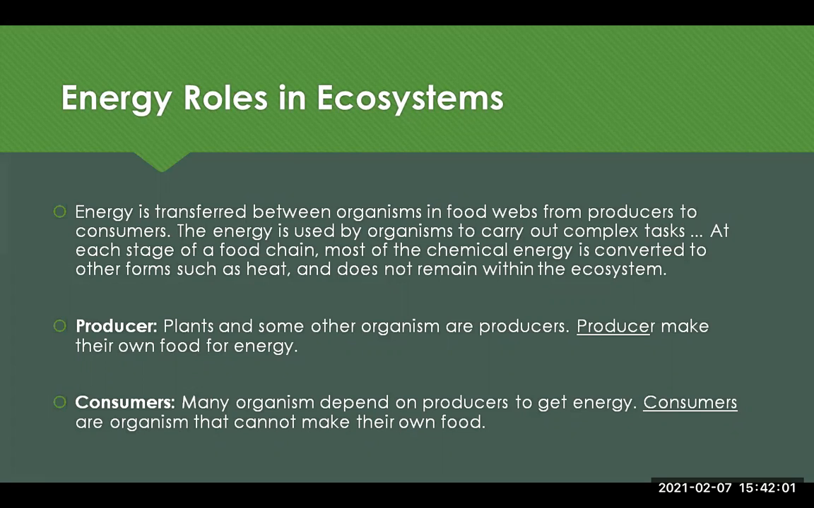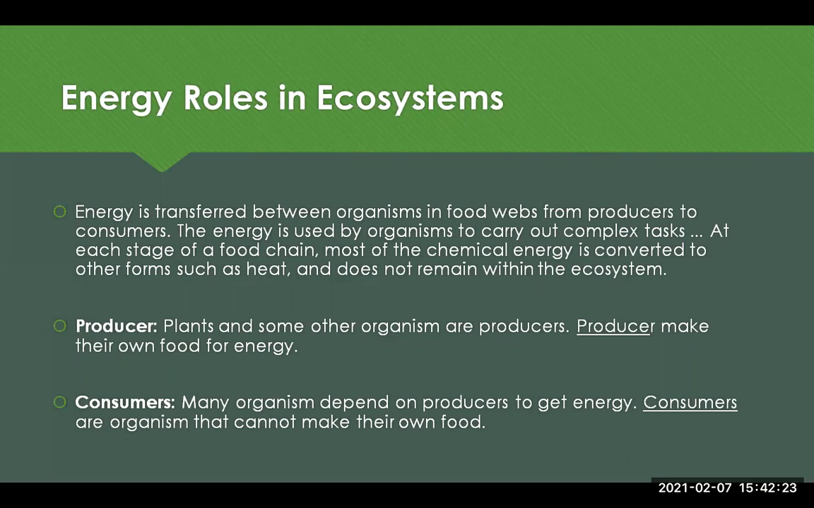Energy roles in an ecosystem. Energy is transferred between organisms in food webs from producers to consumers. The energy is used by organisms to carry out complex tasks. At each stage of a food chain, most of the chemical energy is converted to other forms, such as heat, and does not remain within the ecosystem.